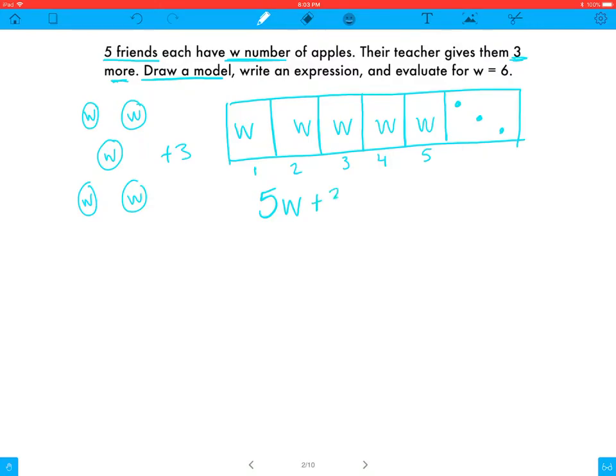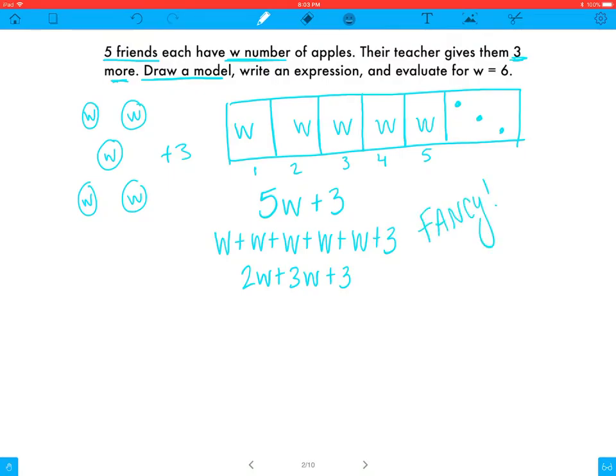Now to write an expression, I could do multiple things. I could say 5W plus 3. I could do W plus W plus W plus W plus W plus 3. I could do 2W plus 3W plus 3. Either way, all of those are expressions, and I'm going to be able to evaluate it for W equals 6. And I'm feeling super fancy because I wrote more than one. Yay for me. So I picked my 5W plus 3.